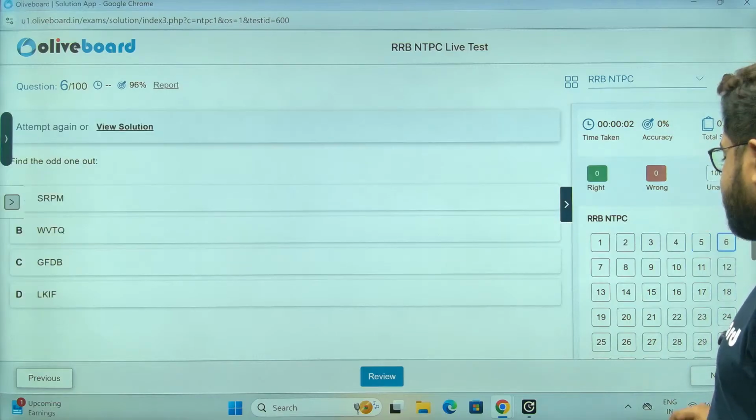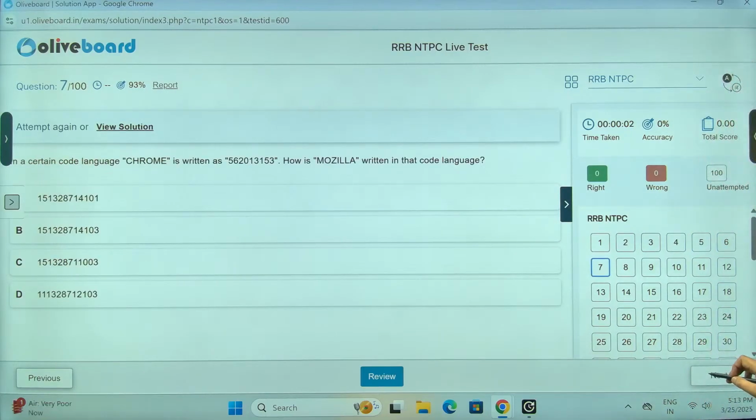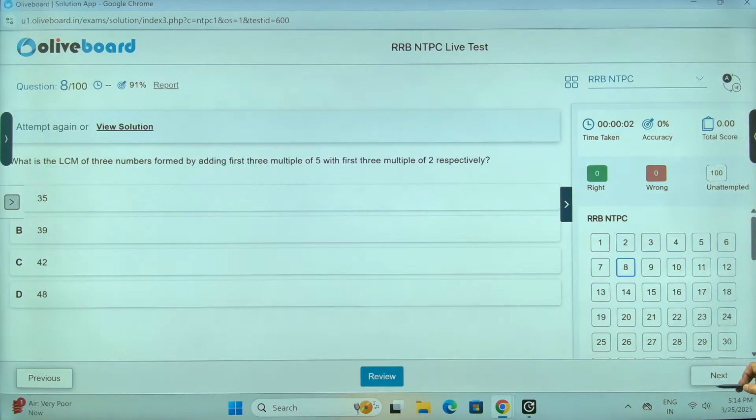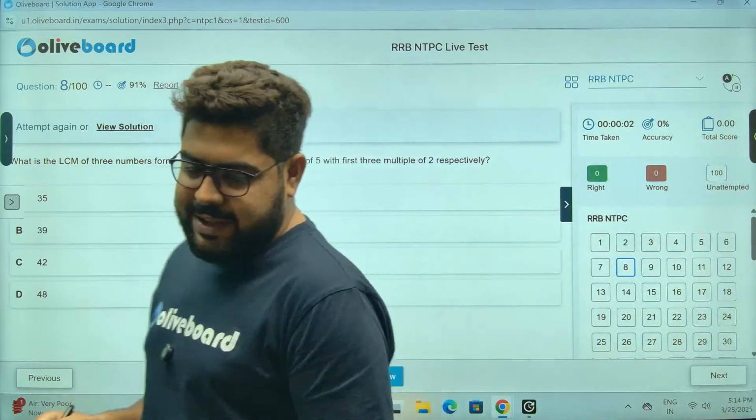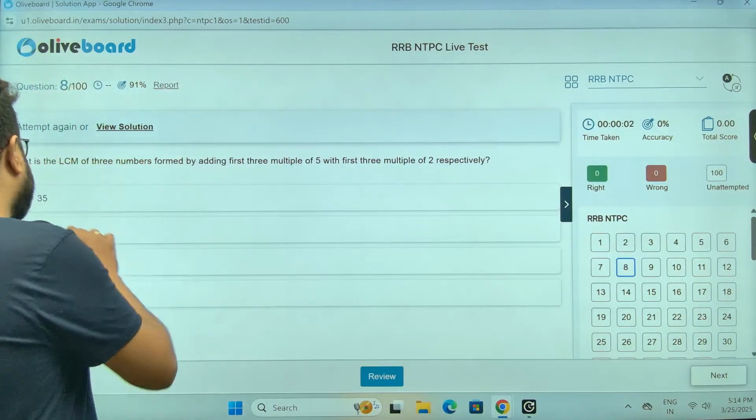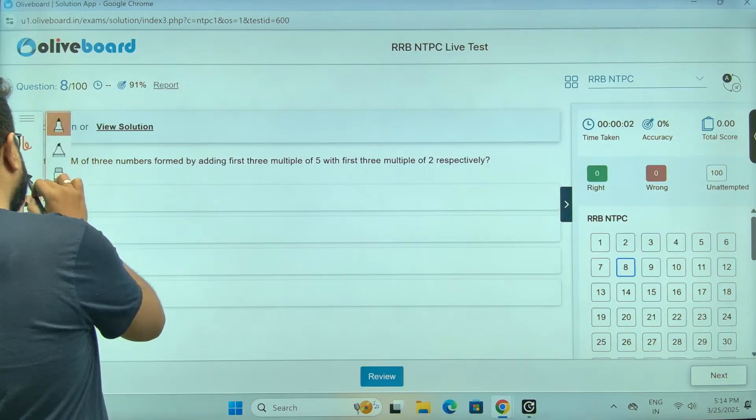Next one. So this is reasoning. No, this is not reasoning, this is maths. Second one. Solution to the second question. Let's see.